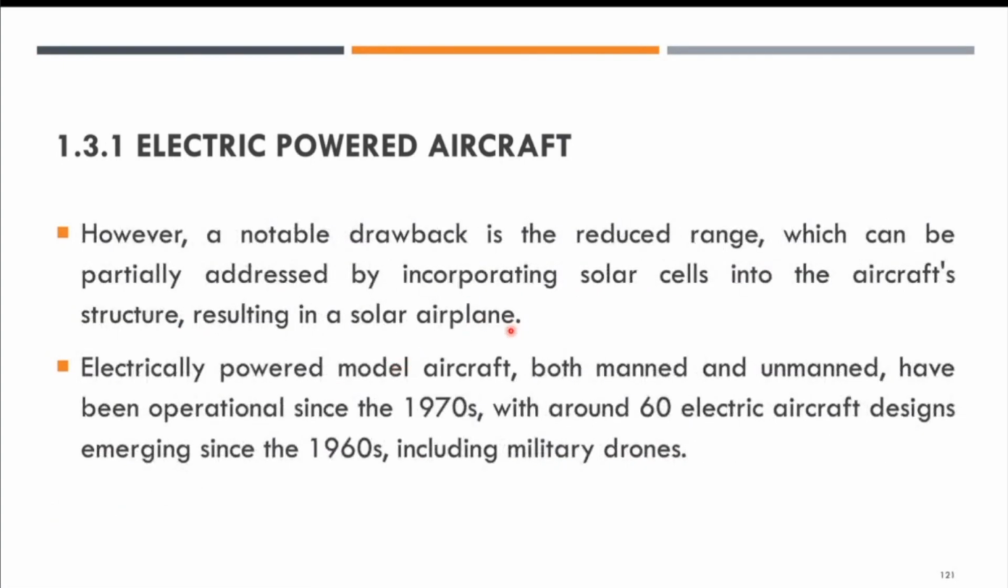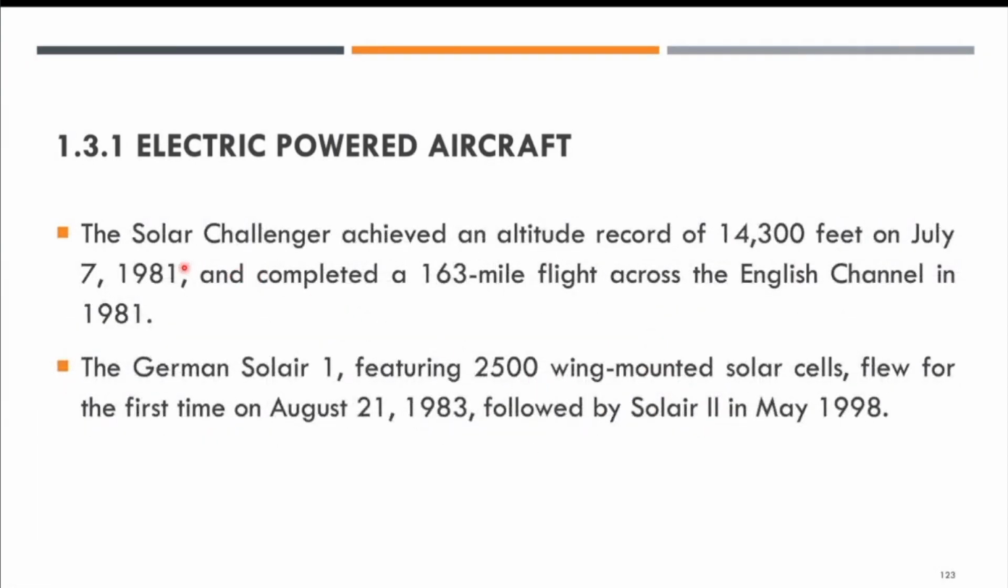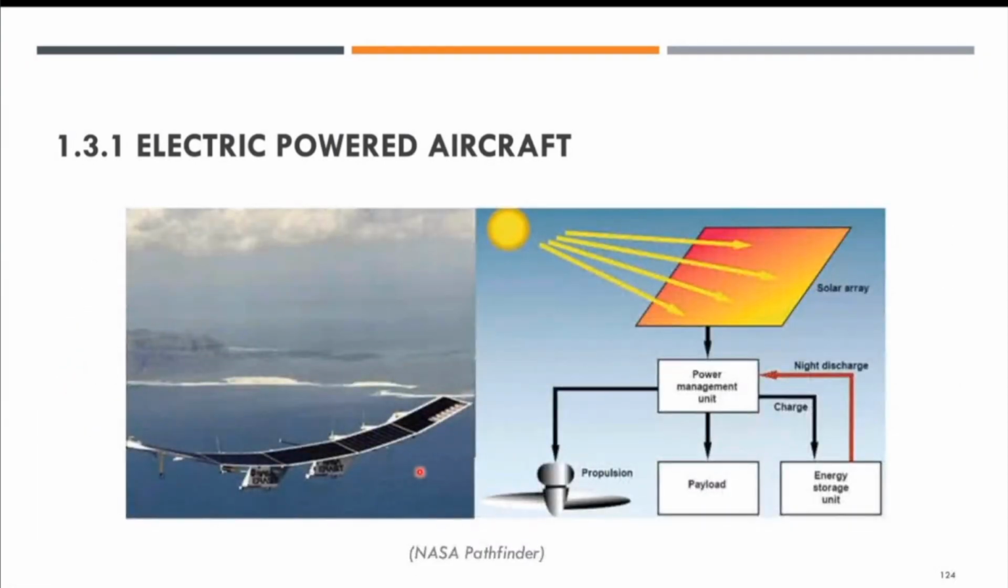Right, there are still being researched, even though it's already started in 1970s. Until now, we cannot see a huge electric aircraft flying yet. Of course, the small aircraft, there are many, right? So it started in 1974, 1975. So there's a Solar Challenger. Okay, this is a NASA Pathfinder using solar. This is where the power source is from solar to generate electricity to propel the propeller. Okay.